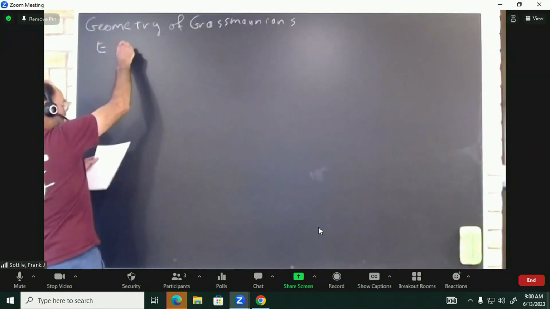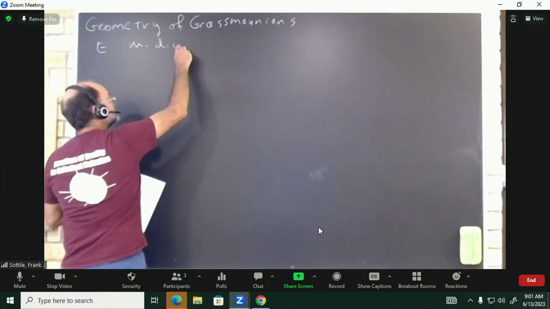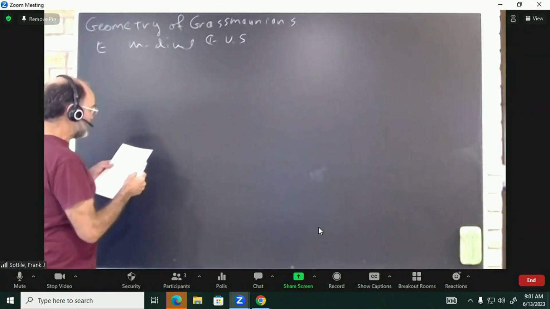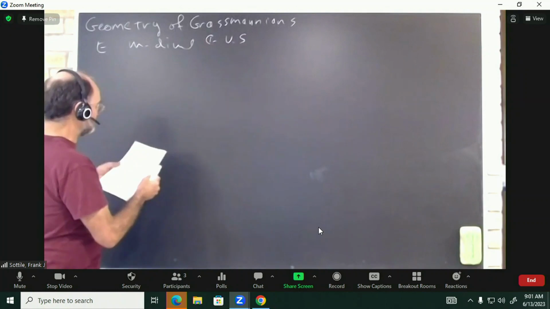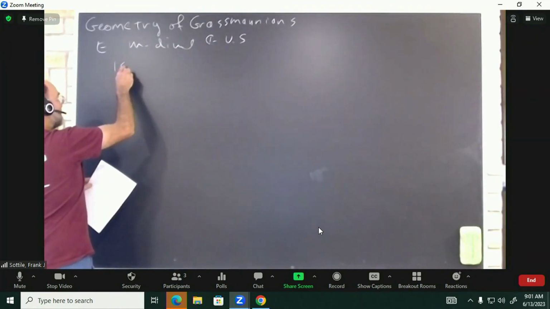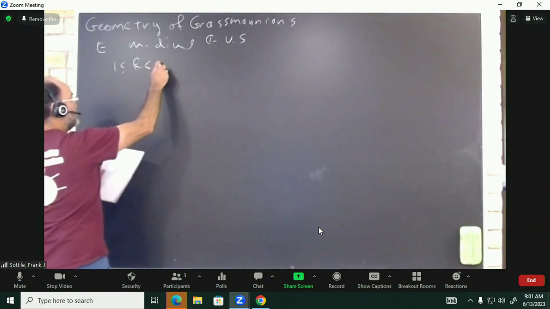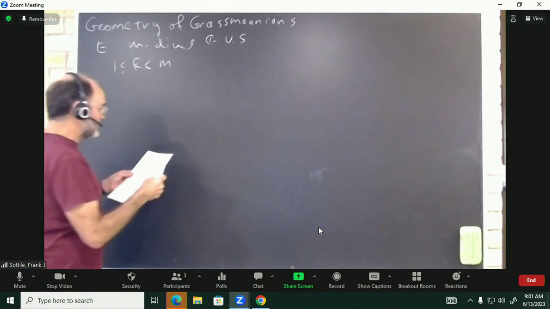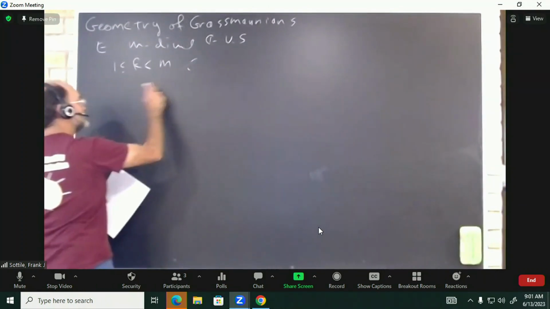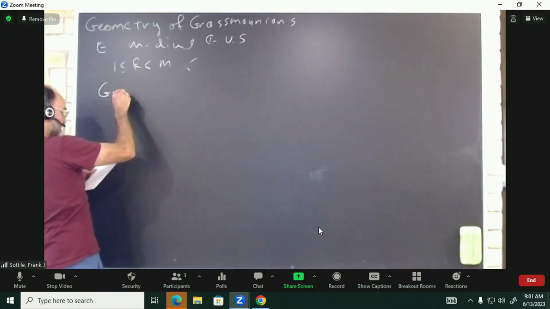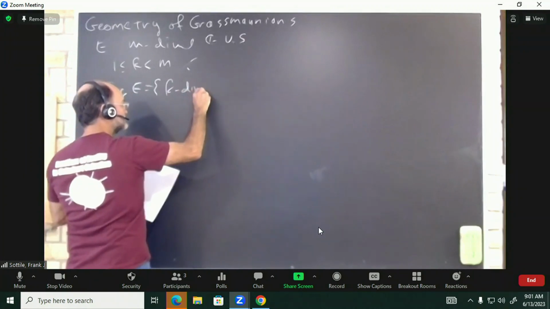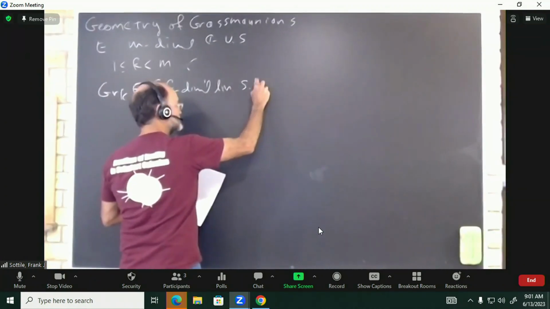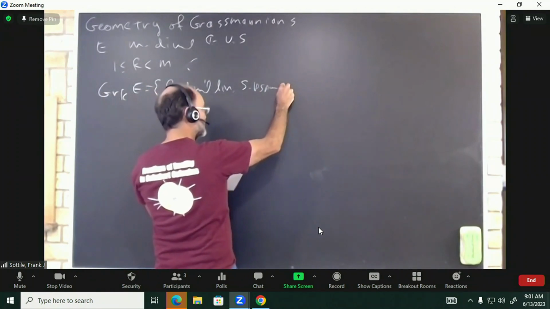Let E be an m-dimensional complex vector space. So those are my parameters. Actually, any field will do. Well, pretty much any field will do if you have the correct cohomology theory. And then I want to fix a number k between 1 and m. Our hero today is the Grassmannian of k-planes in E, which is just the set of all k-dimensional linear subspaces of E.